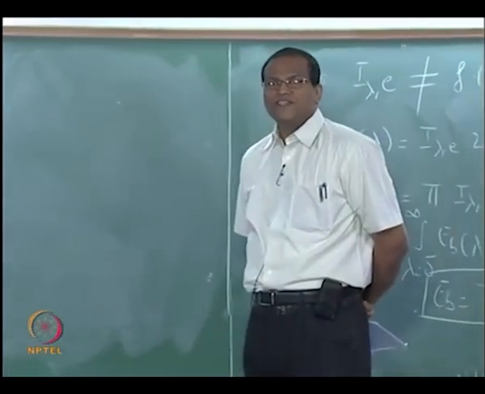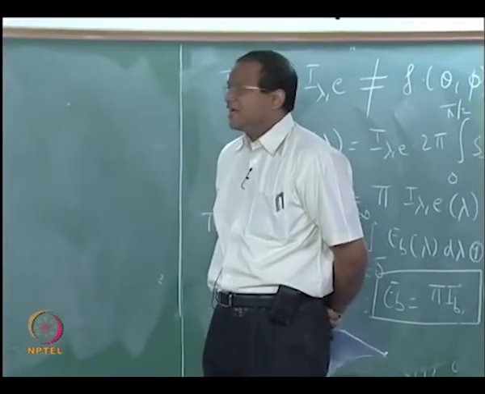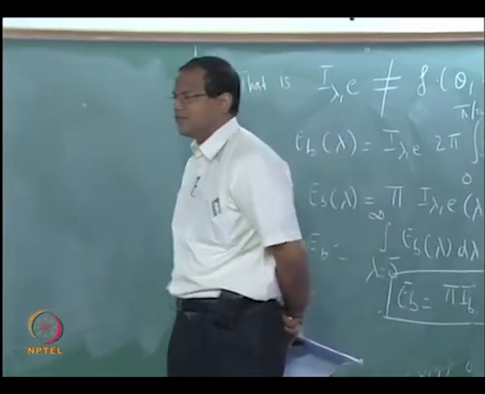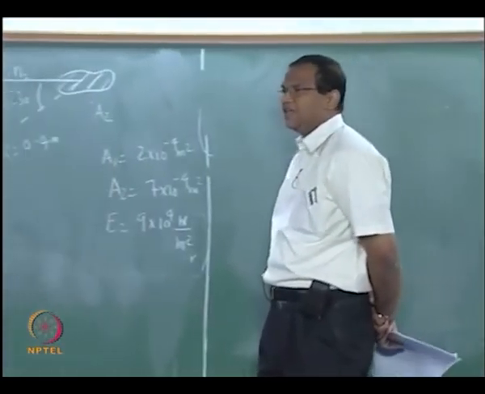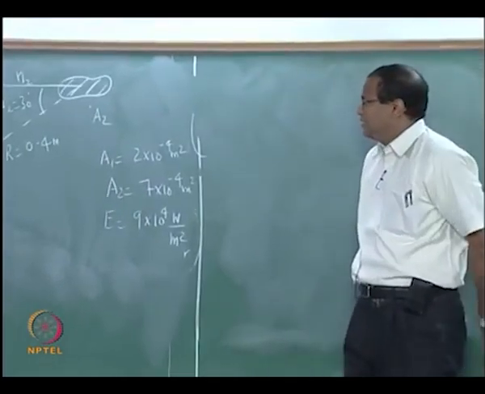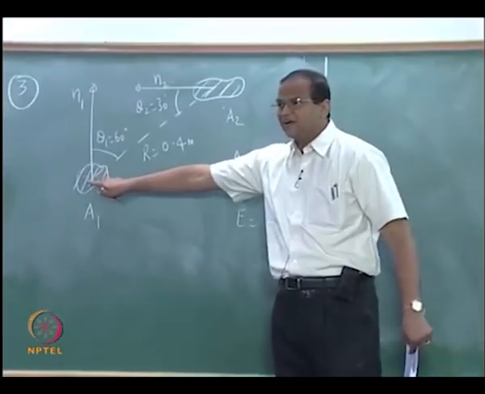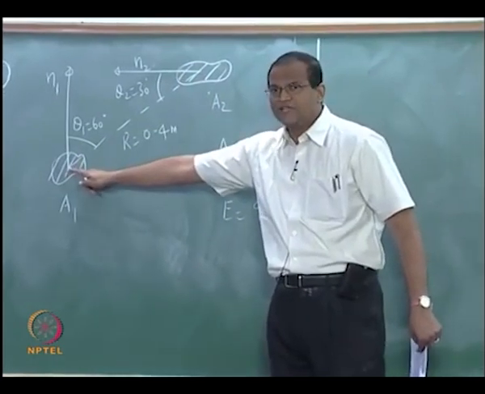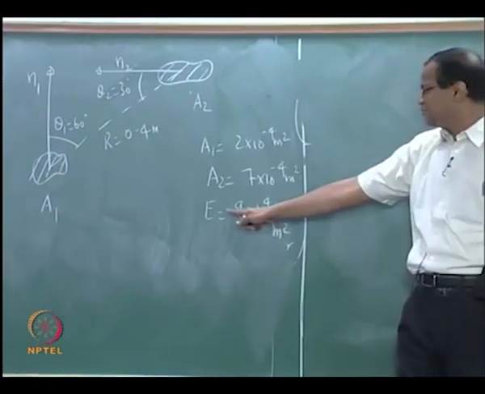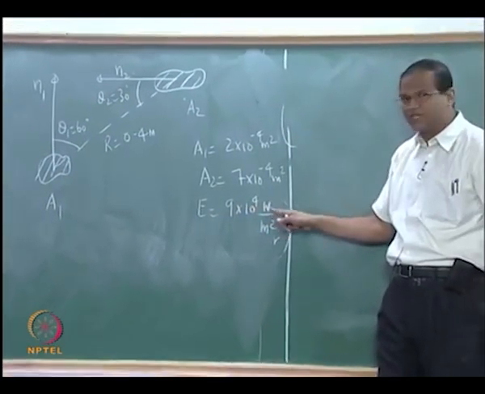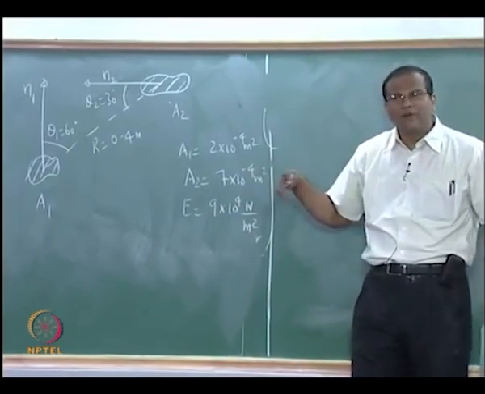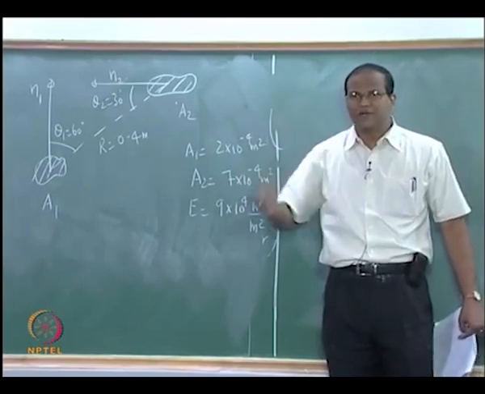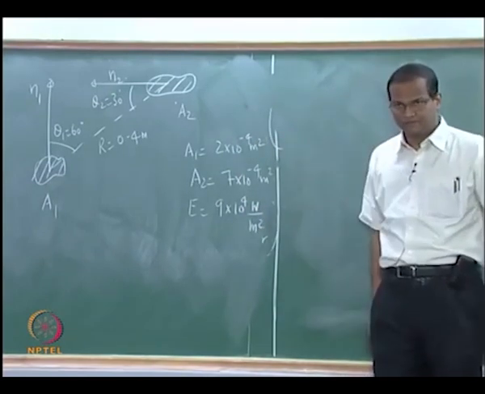There are two elemental surfaces A1 and A2. The areas of A1 and A2 are given on the blackboard. A1 is 2 into 10 to the minus 4 meter square and A2 is 7 into 10 to the minus 4 meter square. This is the one which is emitting and this is the one which is receiving. So the power of emission from this surface is given as 9 into 10 to the power of 4 watts per meter square. That micrometer business has been taken care of because one integration with respect to lambda has already been done.